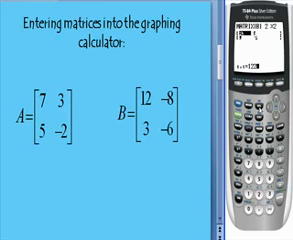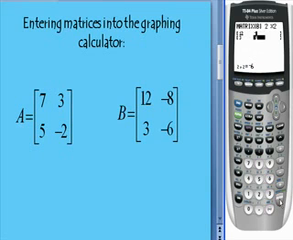So delete that one and hit enter. And then I want a negative 8, so I just push negative 8 in my calculator and then enter. And then I want a 3, so I push 3 and enter. And now I want a negative 6, so I put negative 6 and enter. Now I have matrix B.